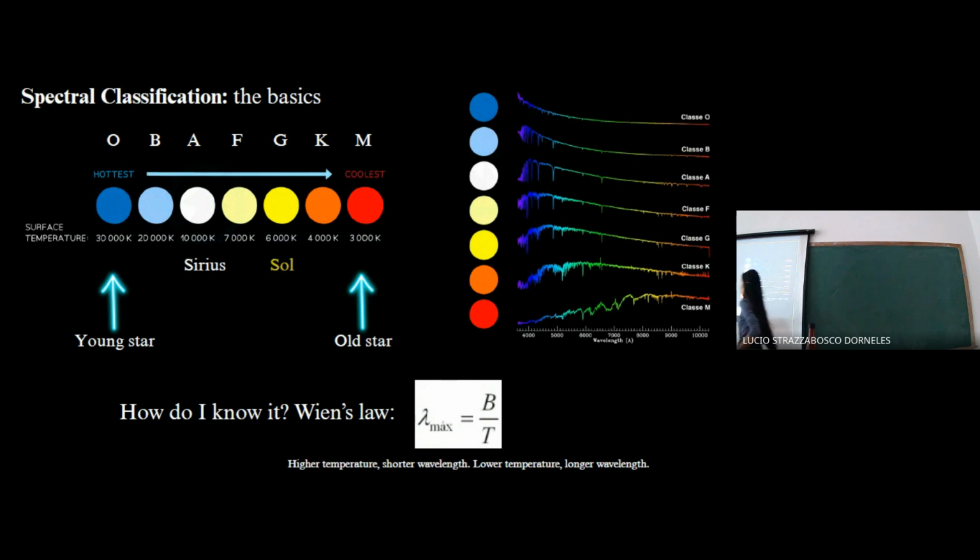And so how do I know this? By Wien's law, it's an empirical law. So when we have high temperature, we're gonna have a lower wavelength. So here we have wavelength, okay? The lower wavelength is the blue color. And so it's the hottest star, and it has a peak in the blue color.